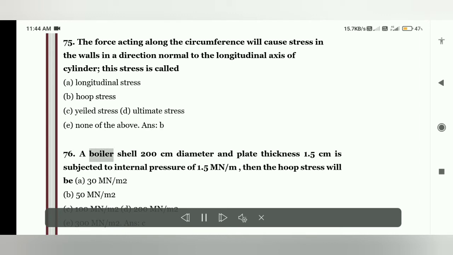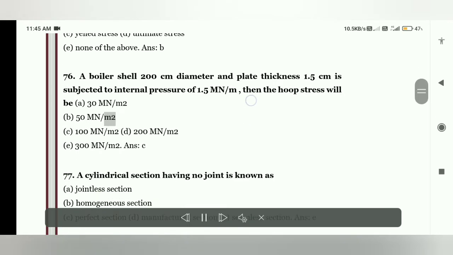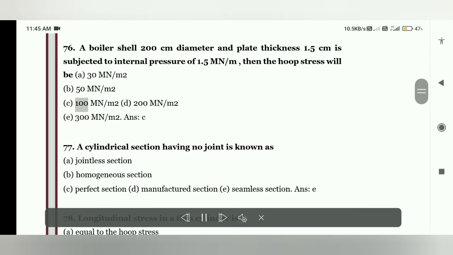76. A boiler shell 200 centimeters in diameter and plate thickness 1.5 centimeters is subjected to an internal pressure of 1.5 MN/m². Then the hoop stress will be: A, 30 MN/m²; B, 50 MN/m²; C, 100 MN/m²; D, 200 MN/m²; E, 300 MN/m². Answer: C.